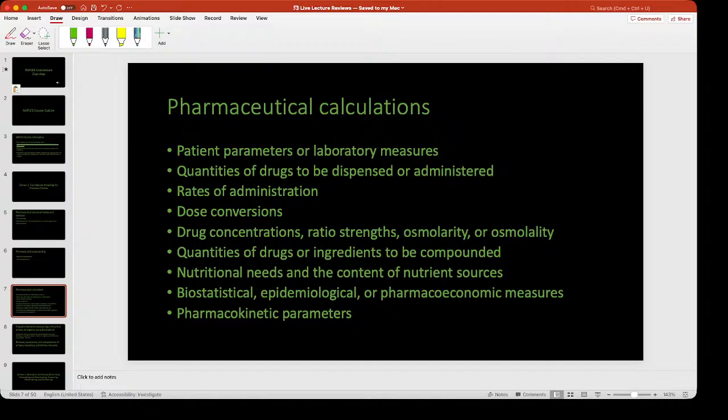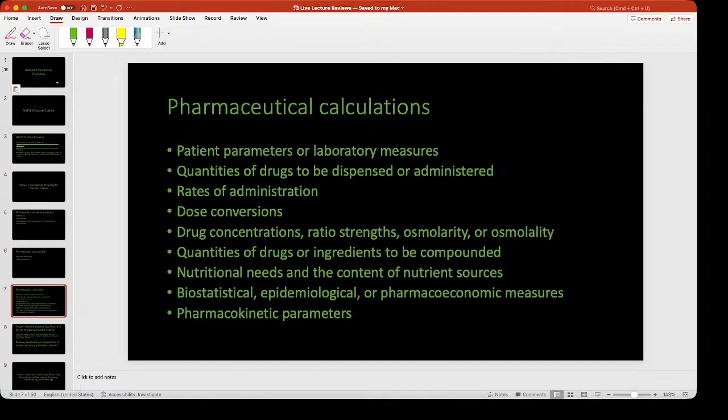Rates of administration: how much of that IV fluid should be given to a patient, is it 20 milliliters per hour, 30 milliliters per hour? How much of it is the patient supposed to be getting when they're on IV in a hospital or clinical setting? So just understand all of that.